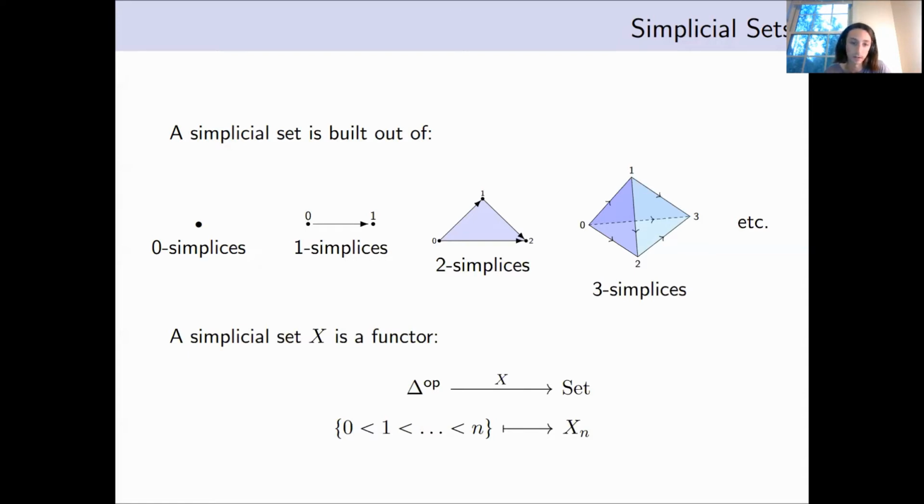So what is the simplex category Delta? Well, it has objects, which are finite linearly ordered sets, like indicated, and then the morphisms, which I haven't indicated, are monotone maps. And so one of these objects here from 0 to n gets sent to the set of n-simplices of our simplicial set X.